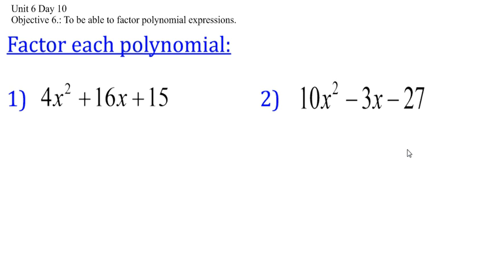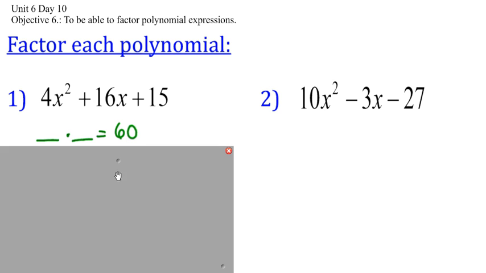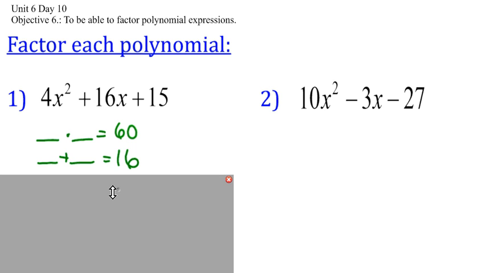We're going to continue practicing factoring polynomials. If we take a look at number 1, we've got 4x squared plus 16x plus 15. Again, you're going to ask yourself, does it have a common factor? This does not. So then you ask yourself, well, what times what gives us the product of the leading coefficient times the constant? So what times what gives us 60? And what plus what gives us the coefficient of the linear term, 16?